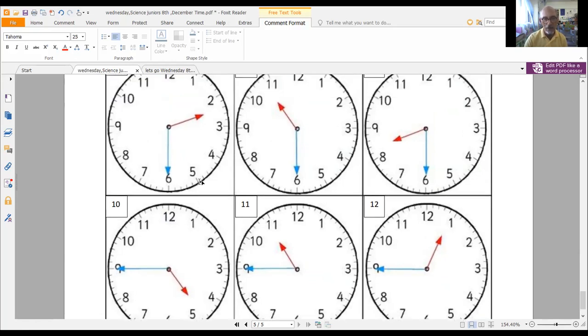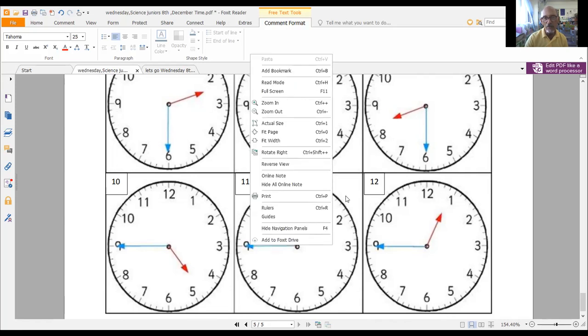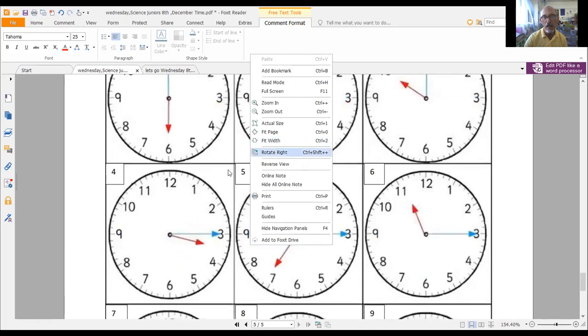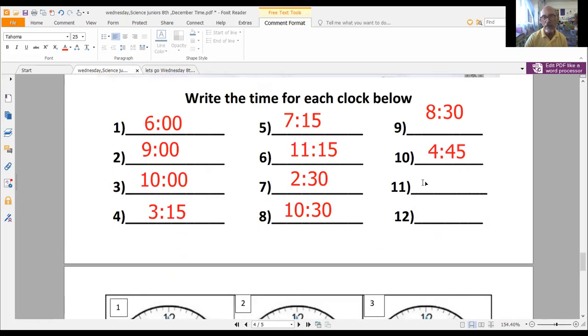15 minutes. So let's look at number 11. The hour hand, how many hours? 10, not quite 11. So 10:45, right? 10:45. Number 11, written 10 hours, 45 minutes, 10:45.